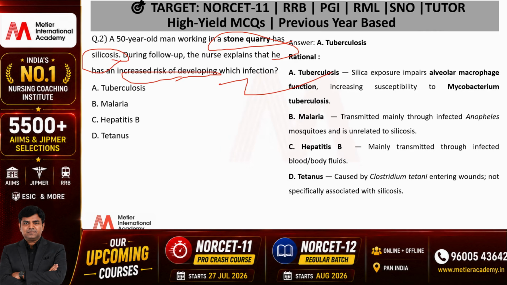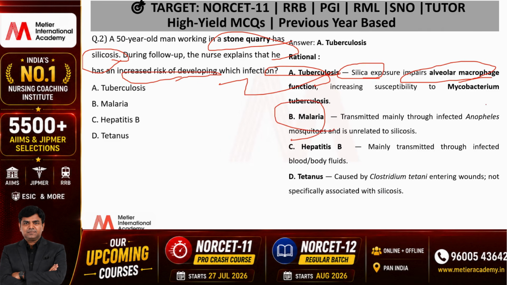Why? You should ask why. Why tuberculosis for a silicosis patient? See, silica impairs the alveolar macrophage function. Okay, so you know that alveolar type 2 cells are present, and their function involves the macrophage. But this silica is going to destroy the macrophage function. It leads to being prone to infection. Which infection? TB, Mycobacterium tuberculosis. Understand, right? For a silicosis patient, TB is very, very common. The next one is malaria. Malaria is not related with this condition.